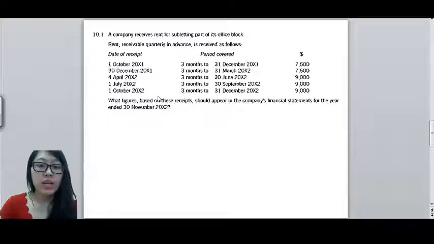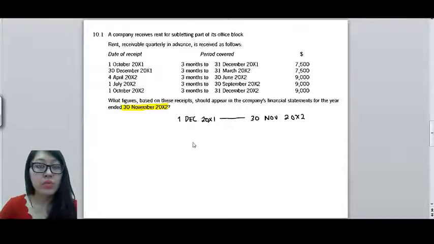So now that we've completed that, let's get into the questions. I have taken this question from the BPP revision kit number 10.1. So when handling a question, I recommend you begin from the financial year end. So in this case, they asked you, what figures based on these receipts should appear in the company's financial statements for the year ended 30 November 2002? So we know that the year end is 30 November 2002. We need to find the year start. So we take the next day, which is 1st December, and we take the last year, so 2001.